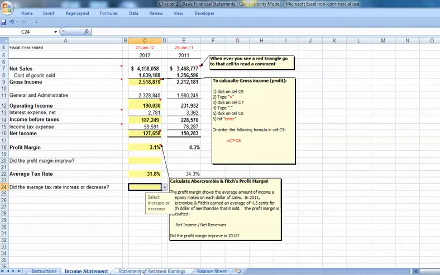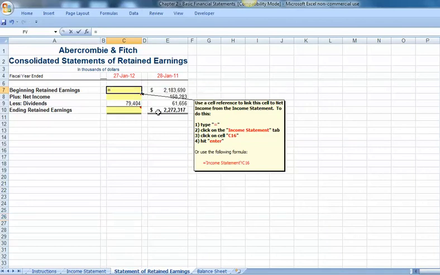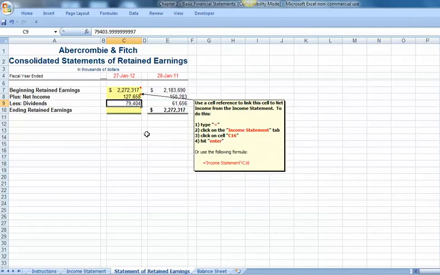Next, let's work on our statement of retained earnings. Our statement of retained earnings, remember, is our beginning retained earnings, which is the balance from the prior year. So link it to the ending balance for 2011, plus our net income, so equals. Click on our income statement tab, then go over to net income, cell C16, hit enter, and we've picked up our net income. Our dividends are already there, so let's go ahead and calculate our ending retained earnings.